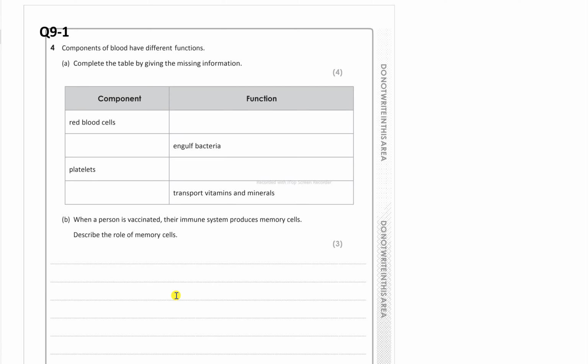Right, so what we're looking at is blood part 2. Components of blood have different functions. Complete the table by giving the missing information. So the component is a red blood cell. What does it do? It helps carry oxygen. And what's the molecule called? Hemoglobin.